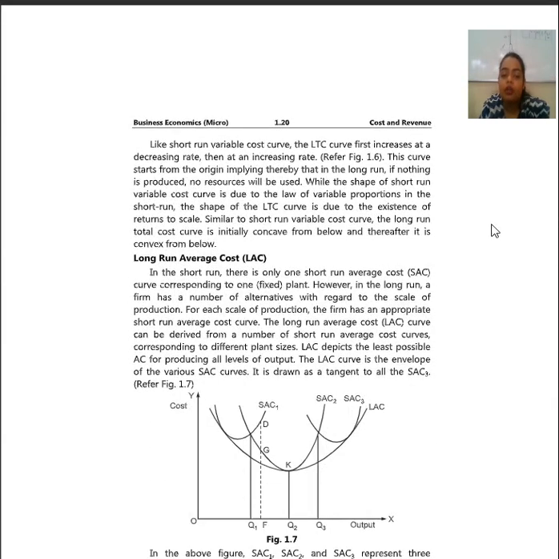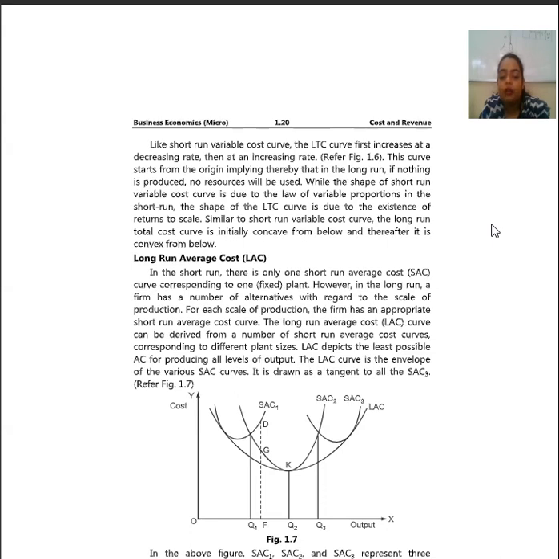Next, like the short run variable cost curve, the LTC curve first increases at a decreasing rate and then at an increasing rate. This curve starts from the origin, implying thereby that in the long run, if nothing is produced, no resources will be used. While the shape of the short run variable cost curve is due to the law of variable proportions in the short run, the shape of the LTC curve is due to the existence of returns to scale.